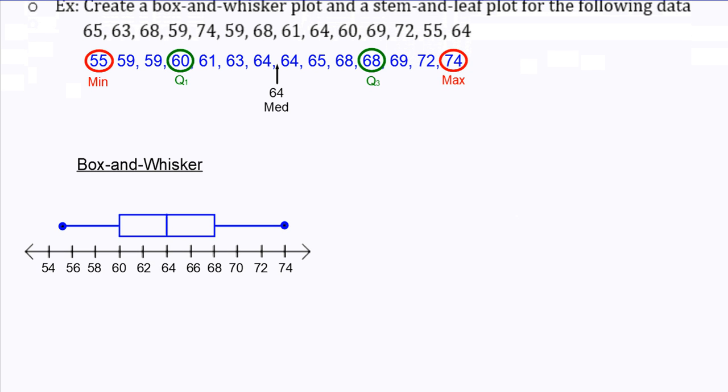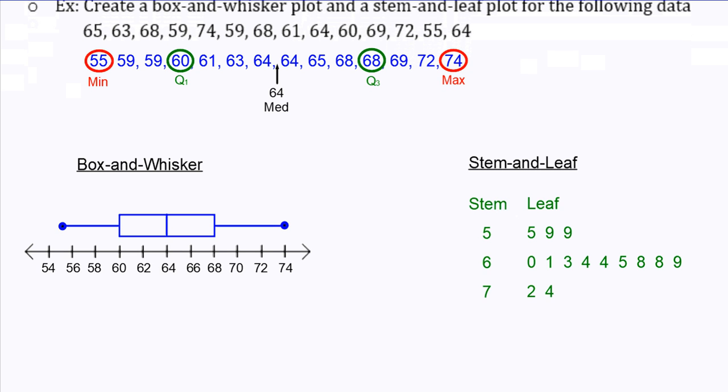Lastly, the stem and leaf plot. So my stems are the first digit of each number, each data point in here. So I have 50s, I have 60s, and I have 70s. So my stems are 5, 6, and 7. And then for each, now that I've got this all in order, it's pretty easy to write 55, 59, 59, and so on, and figure all of that out.